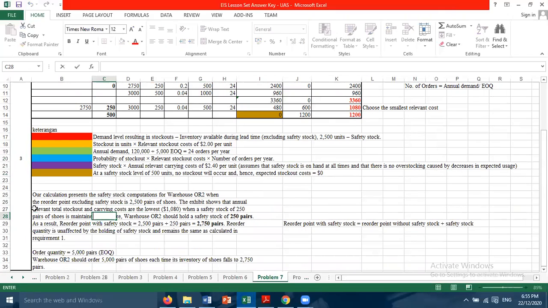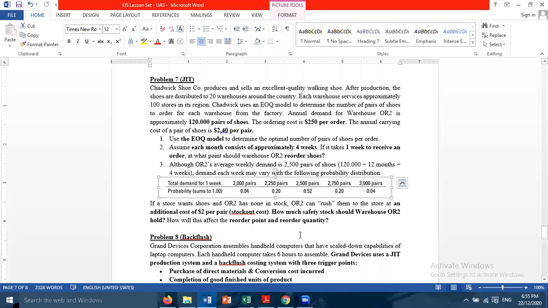Therefore, warehouse 2 should hold a safety stock of 250 pairs. So that's the answer for the first question.